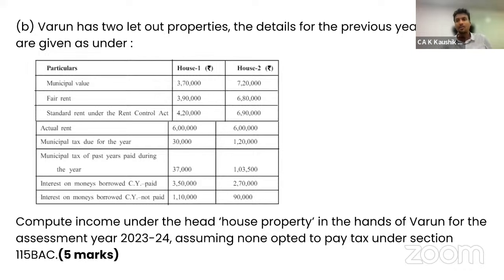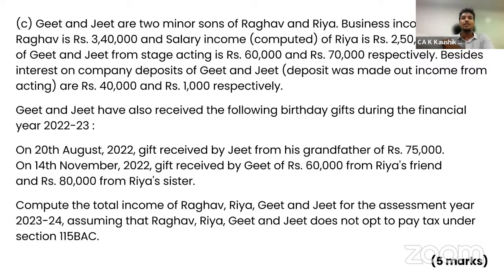So let me quickly have a look at the chat box. Looks like everything is going fine and there are no questions. So let me proceed to question number 2, part C. What is question number 2 part C looking at?